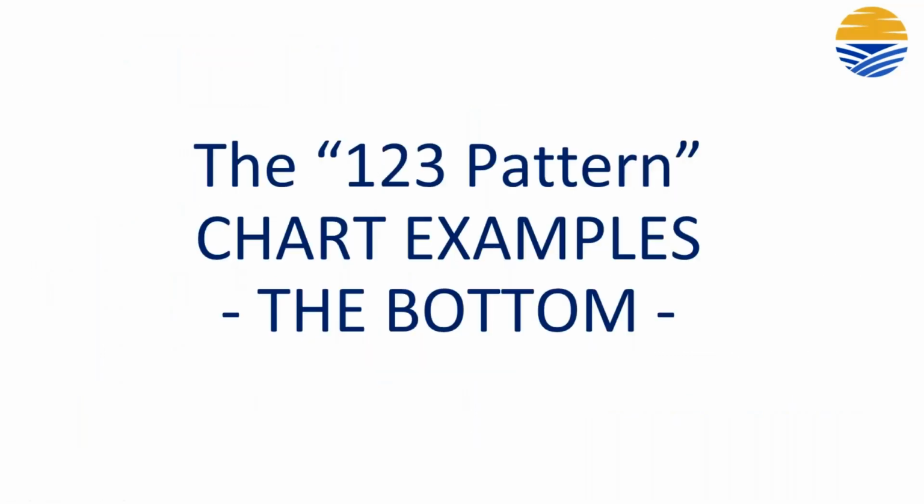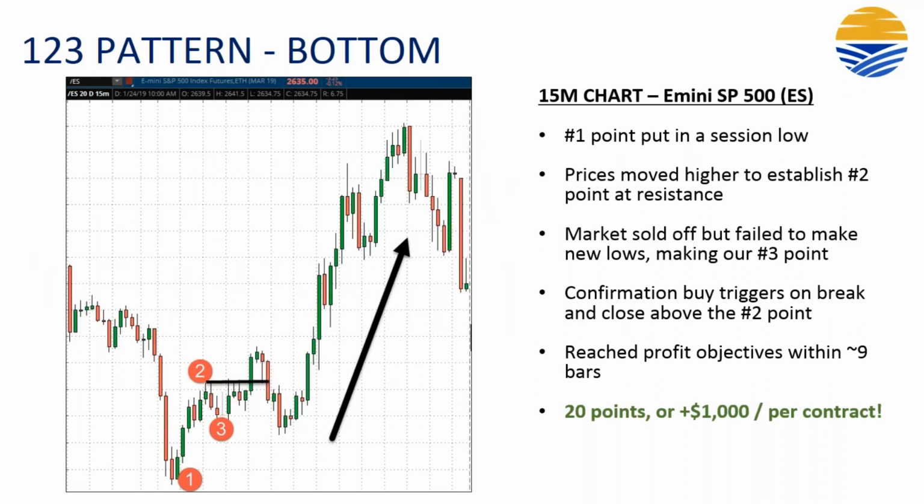Let's look at 1, 2, 3 bottom examples. It's a 15-minute chart of the E-mini S&P. So we're a little bit different scenario here. On a 15-minute chart or any intraday chart, whether it's 1 minute, 5 minute, 10 minute, etc., it doesn't make sense to go for a 52-week high or 52-week low. So on an intraday chart, we're looking for session highs or session lows.